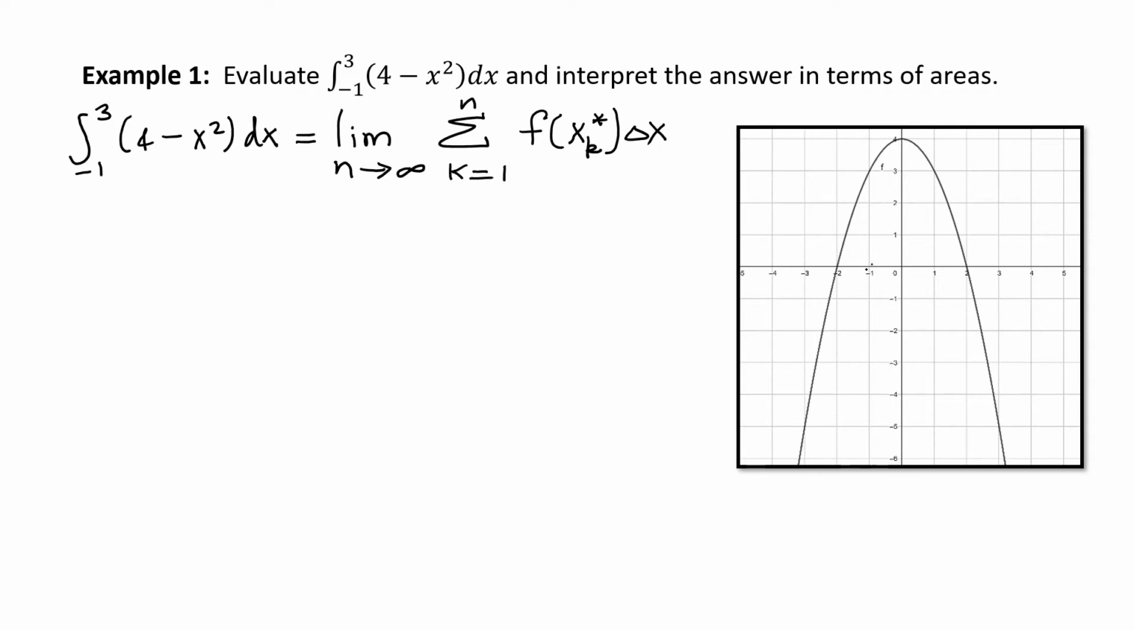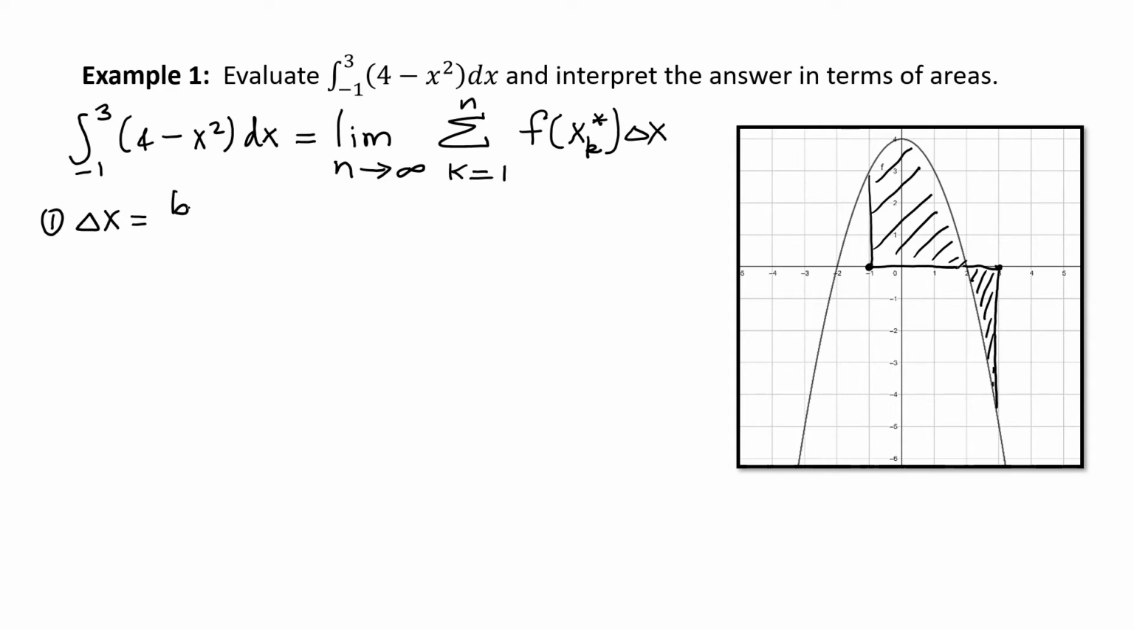It's going to go from -1 to 3. The definition is between the curve and the x-axis. So above the x-axis, from -1 to 2, and below the x-axis, from 2 to 3. We will get the net area. Let's begin by finding the delta x.